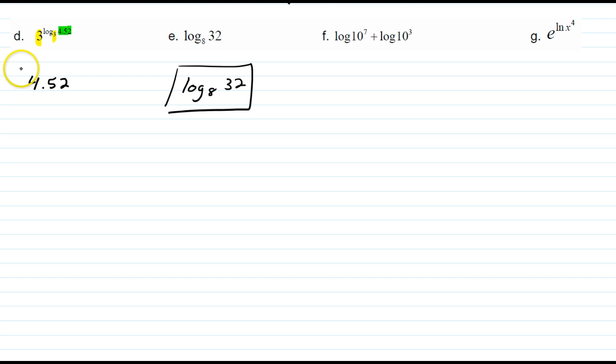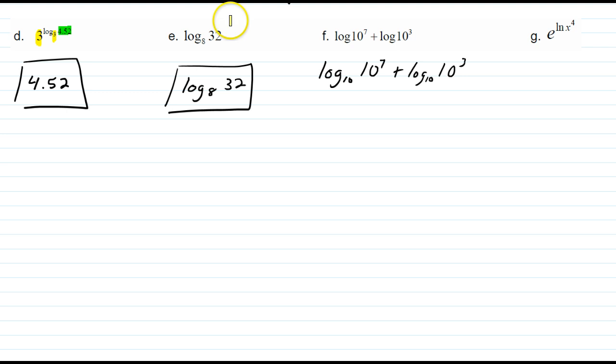Alright, F, again, when there's no base written, it's 10, and so this is really log base 10 of 10 to the 7 plus log base 10 of 10 to the 3rd. And the reason why that matters is because the bases are the same, and when the bases are the same, it simplifies to just the exponent here. So it's going to be 7 plus 3, which is just 10.